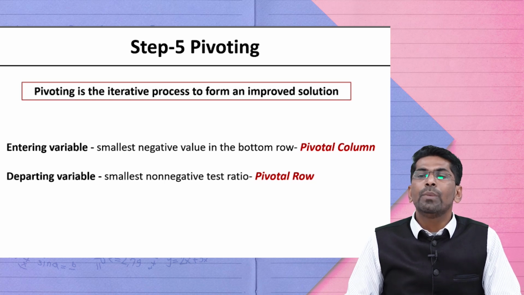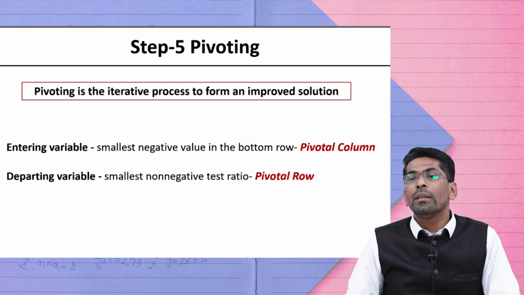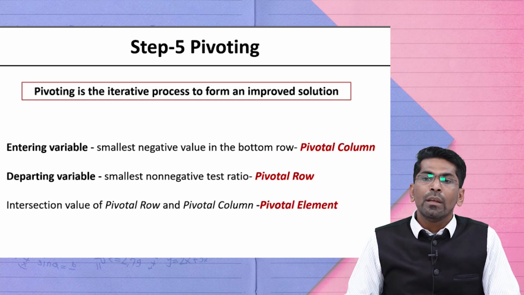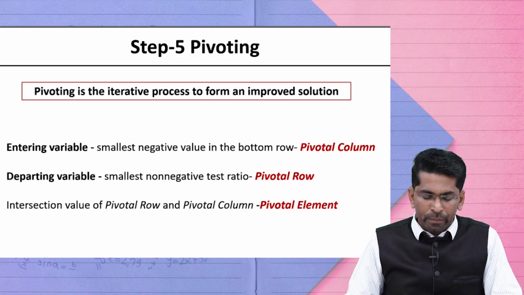For the values in this particular column, divide the far right column by each value to find the test ratio. The row with the smallest non-negative test ratio is the pivot row. Then the intersection of the row with the smallest non-negative ratio and the column with the smallest negative value in the bottom row becomes the pivot element. So the coefficient at the intersection of the pivot row and pivot column is marked as the pivot element. We will do this process using an example so that it will be more clear.